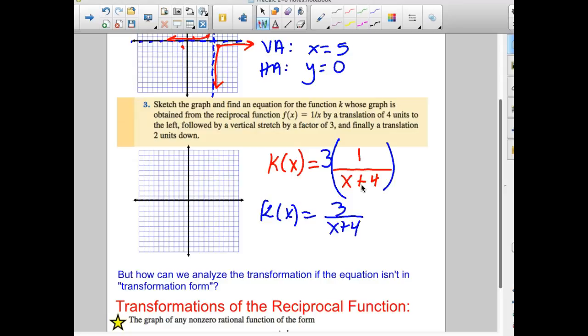And then the final thing is to translate it down 2 units. What do we do? Okay, with minus 2 on the end. Yes? So how does this affect our asymptotes? If we shift it 4 to the left, where would that land? At negative 4. So we have a vertical asymptote at x equals negative 4. Where would our horizontal asymptote be? y equals negative 2. Yeah, we shifted down 2.